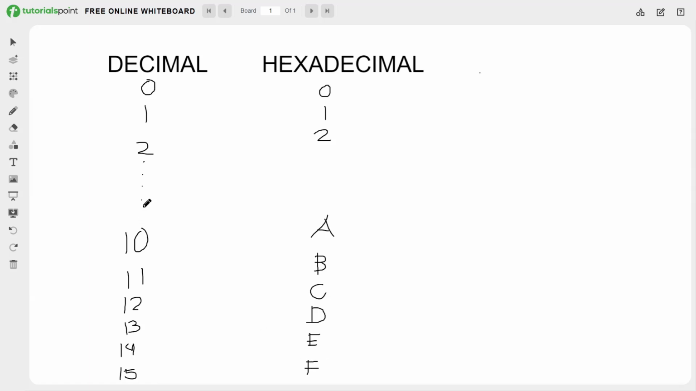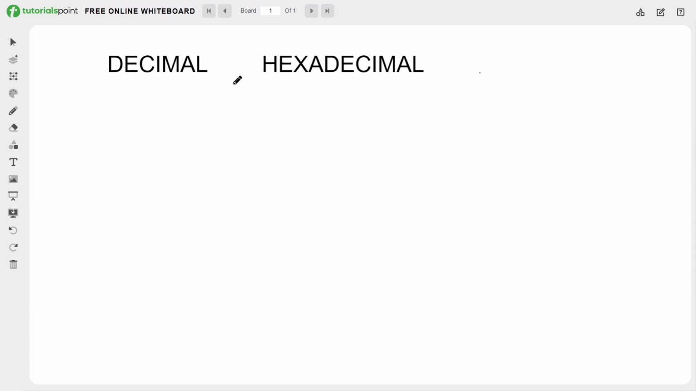I forgot the number 9, which is also equivalent to 9. And that's all. We have to be familiar with this equivalence so that in the conversion part it will be easier for us to convert. Before we proceed to the conversion part, we have to take note of this.